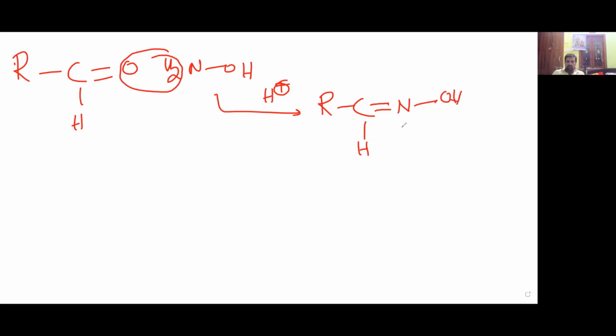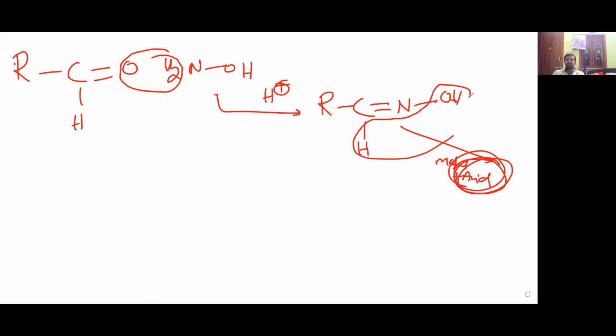This is further treated with metal acid. Now acid is there. Because of this acid, it may undergo dehydration, forming RCN. There is a chance of forming cyanide. So we cannot use the metal acid for the reduction.